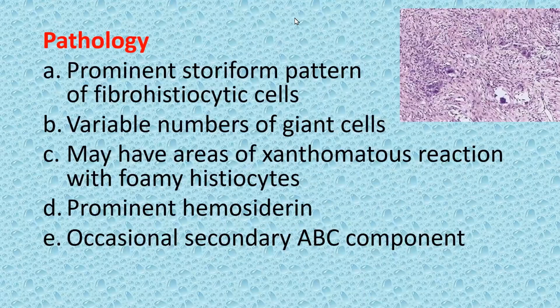The pathology: you have a prominent storiform pattern of fibrohistiocytic cells. Variable numbers of giant cells exist. They may have areas of xanthomatous reaction with foamy histiocytes. They have prominent hemosiderin, and occasional secondary aneurysmal bone cysts do occur.